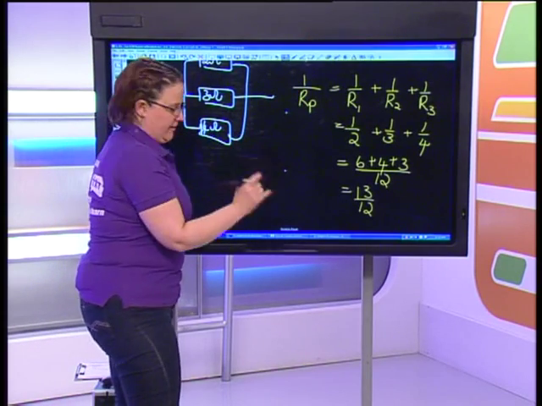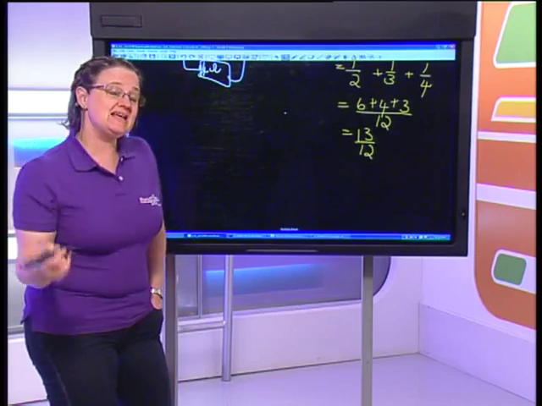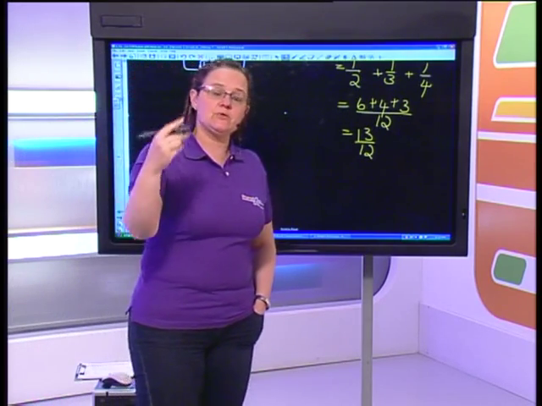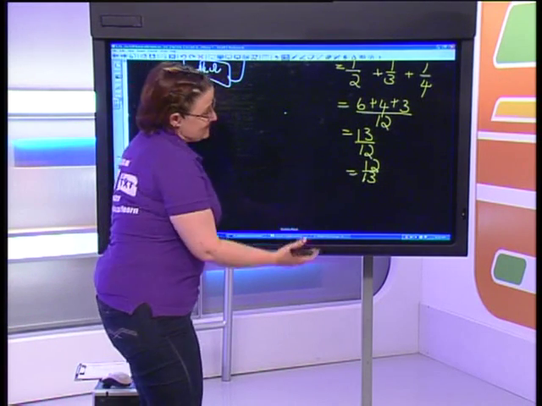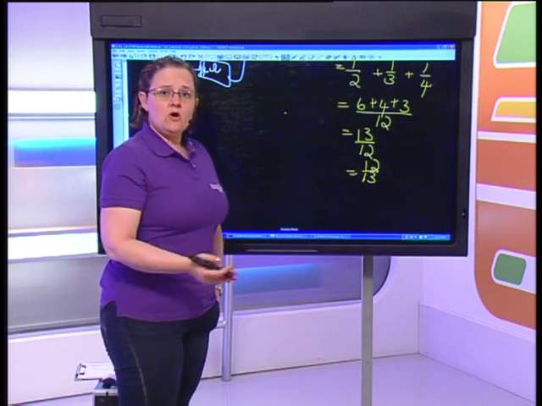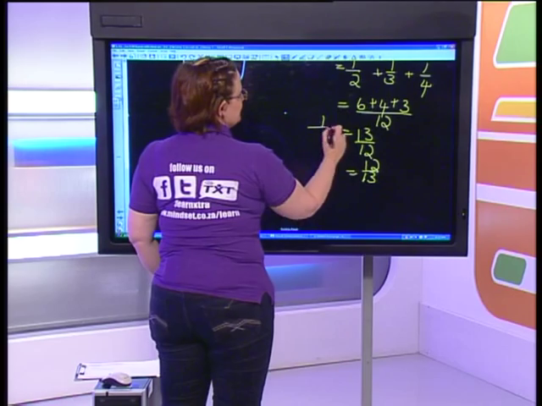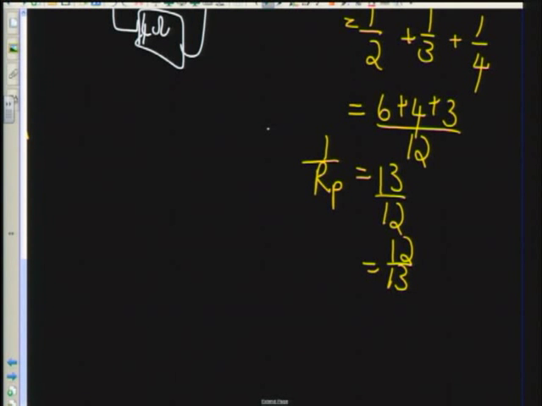Because this is 1 over R parallel. Now, this is where you make your biggest mistake. We realize that it's 1 over R parallel, but we actually just want R parallel. That means I've got to turn it upside down, and you guys do this: you go equal to 12 over 13, and then your teacher moans at you and doesn't give you any marks. Because mathematically, can I say that 13 over 12 equals 12 over 13? Of course not. Remember that this is 1 over R parallel, 13 over 12. So to get R parallel, I flip the whole thing over. R parallel equals 12 over 13, which is actually 0.92.